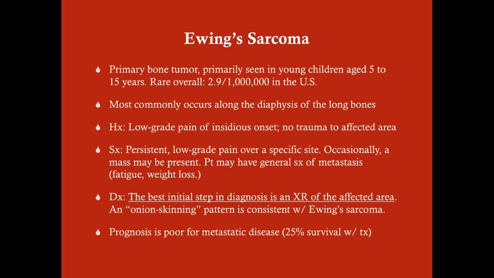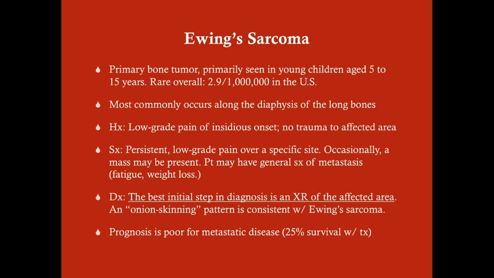Ewing sarcoma is a primary bone tumor, and this is seen in children. Usually it's going to be in younger children, elementary school age and middle school age, 5 to 15 years of age. It's very rare to ever see this in patients over the age of 20. Only about 10% of cases occur in patients over the age of 20, and beyond 30, it's pretty much non-existent.